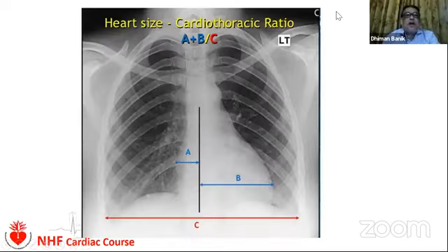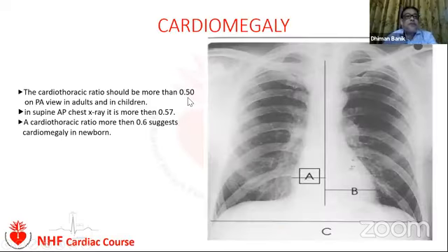And this is the cardiothoracic ratio. Cardiothoracic ratio is important to delineate cardiomegaly. It is the midline. The distance from the midline to the maximum convexity on the right is A, and the maximum convexity on the left is B, and the total transthoracic diameter is C.